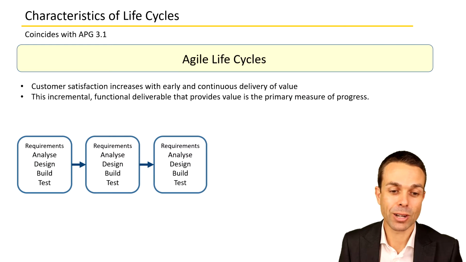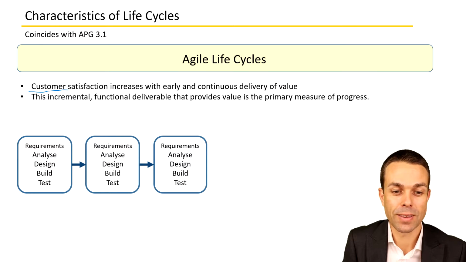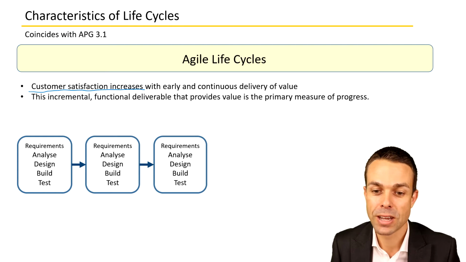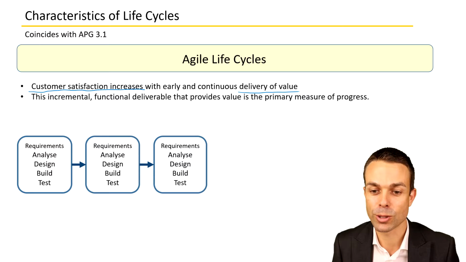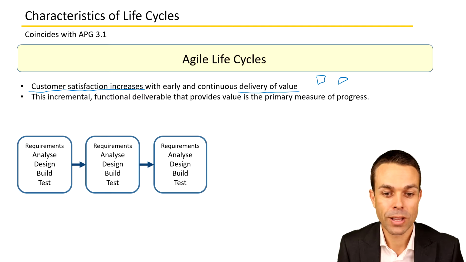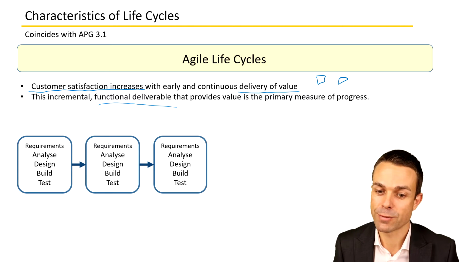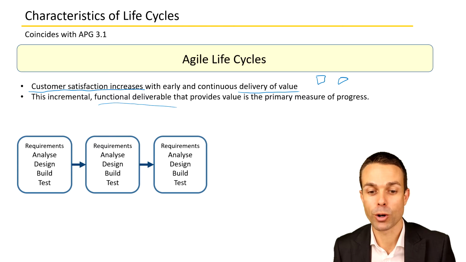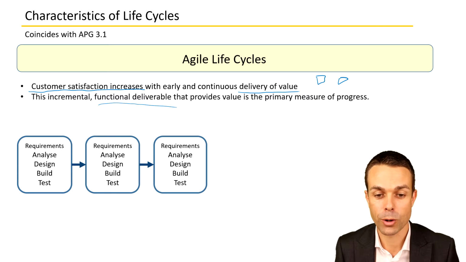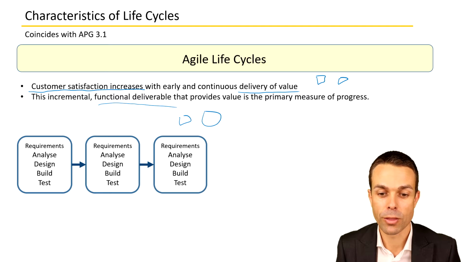Typically with an Agile lifecycle, customer satisfaction is the goal, and customer satisfaction increases because we've got early and continuous delivery of value. Even though it's only in small increments, the customer is able to see that value early on, and they're able to use it. So this incremental functional deliverable that provides value is the primary measure of progress. So how we know whether we're succeeding or making progress is by delivering those increments and continually delivering those increments to our customer.